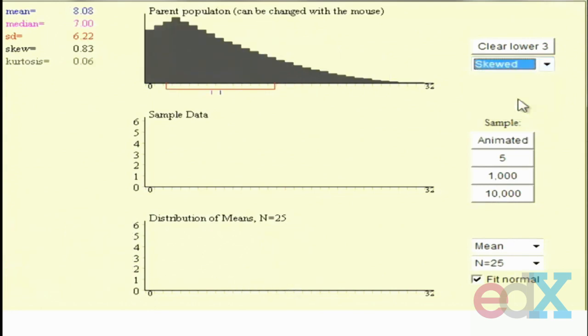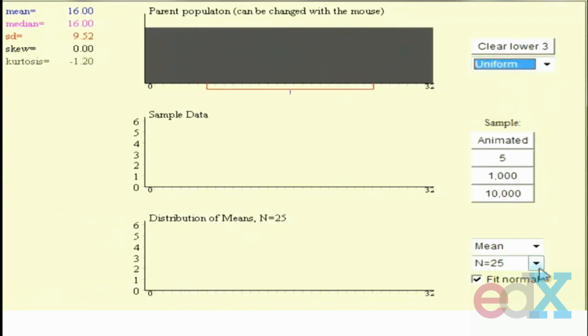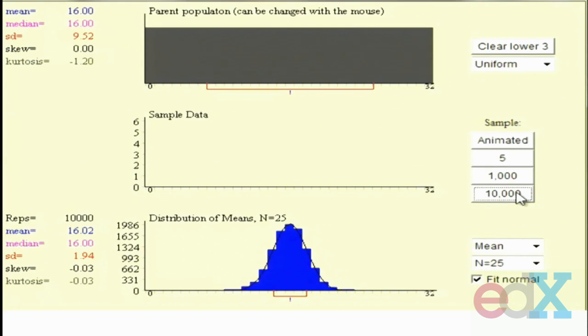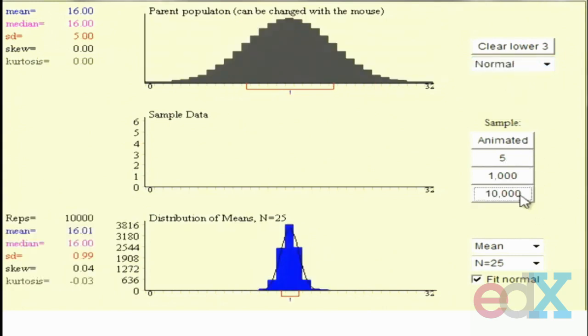Let's go up and let's look for a skewed distribution. Let's jump to 10,000. We'll see that the shape is pretty much the same. You can do the calculations on the mean and standard deviation. If we have a uniform, pretty much the same thing happens. The shape is close to normal. And if we have the normal distribution, once again, the shape is pretty much normal.